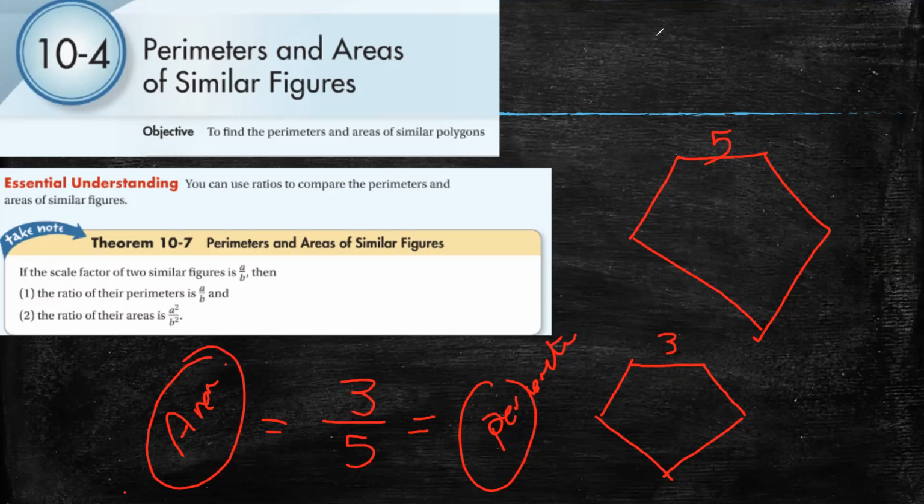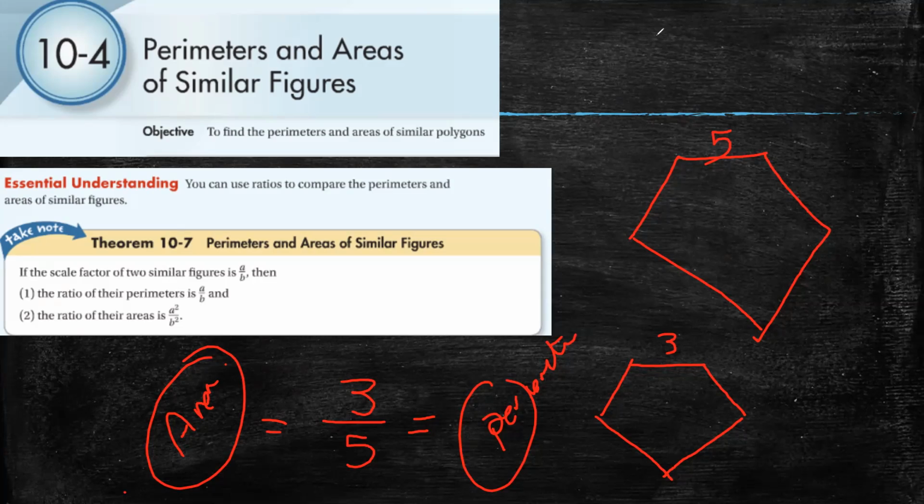We will learn today, if we have two shapes and one of them doesn't have any information about its sides, and I ask you to find the area, and the only thing you know is the scale factor to another shape, how can we find the area of this shape? Let's see how.